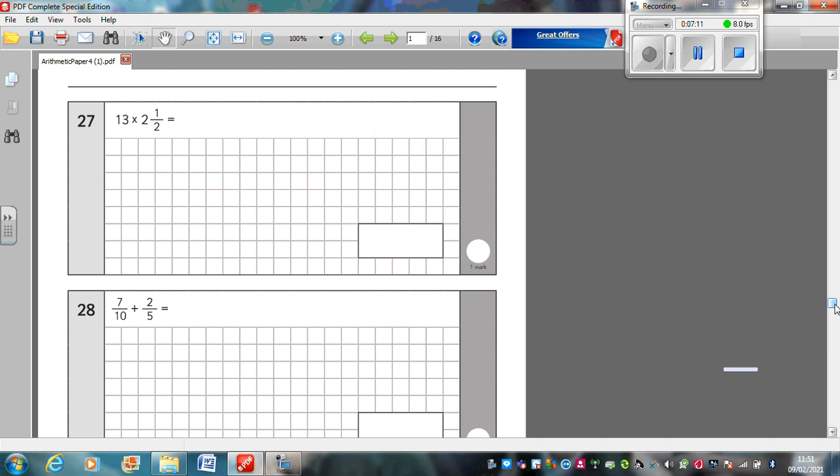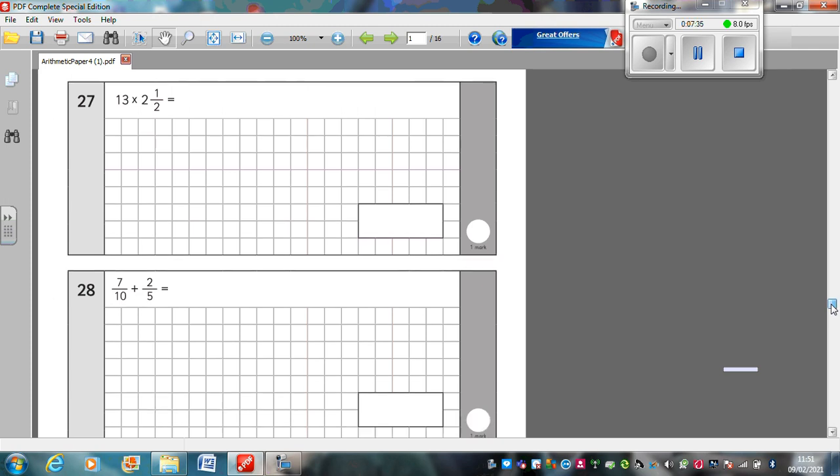Next, question 28. 7/10 plus 2/5. Notice the denominators are different. When we add, the denominators must be the same. So we want a number that 10 goes into and the number that 5 goes into. And then remember, whatever you did to the bottom, you need to do to the top. Question 29.